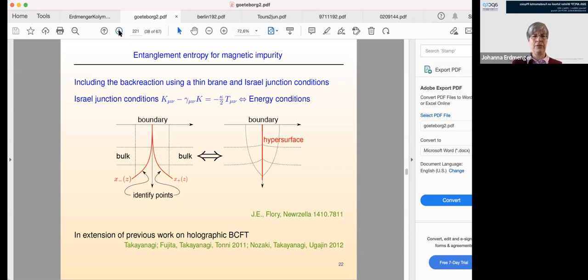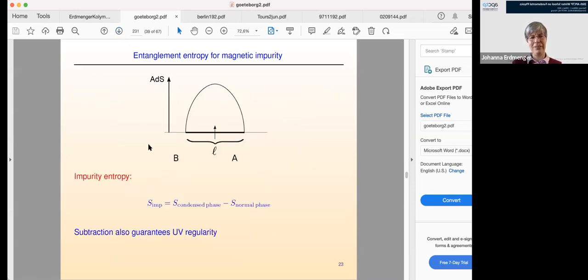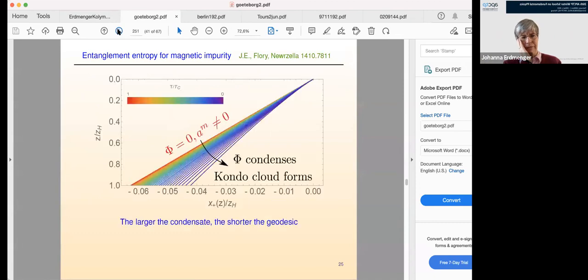Okay, good. Now, if I have this back reaction, I can calculate the change in the length of the geodesic. And if I calculate the length of the geodesic, then if I form this difference, I can calculate the so-called impurity entropy. So that's what we're doing now. Again, going back to this picture, I solve the equations of motion, especially this equation of motion for the phi. And then I put this into the Israel junction condition, and this is what I get.